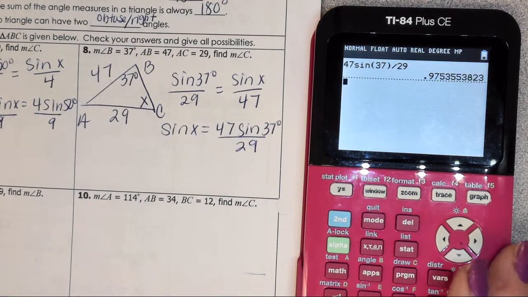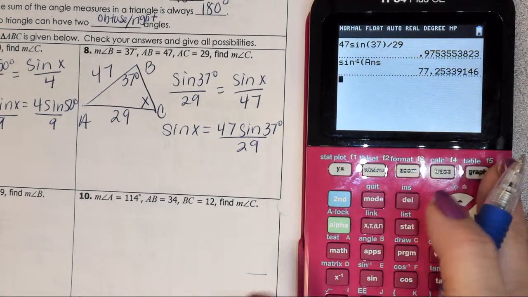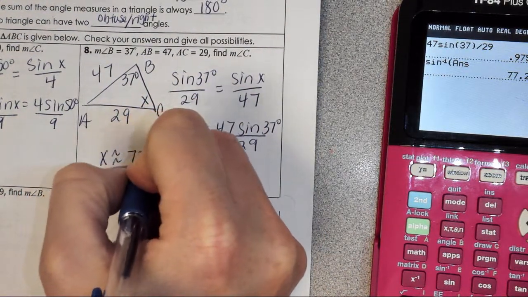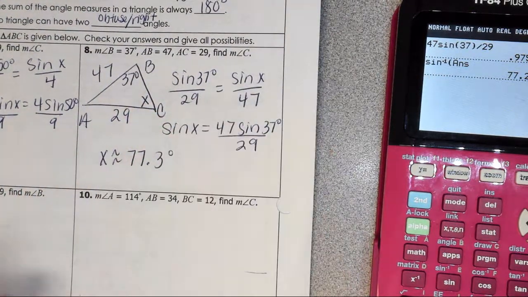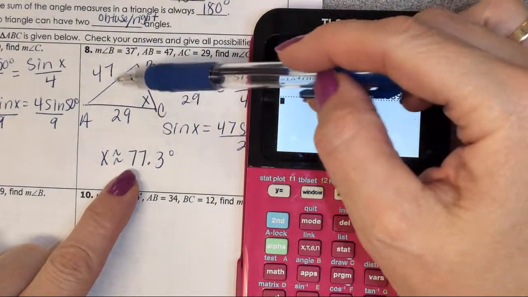I'm going to look at that answer. Second sine of that last answer is this. So X is going to be 77.3 degrees. I check. Does it make sense? Yep, it had to be bigger.